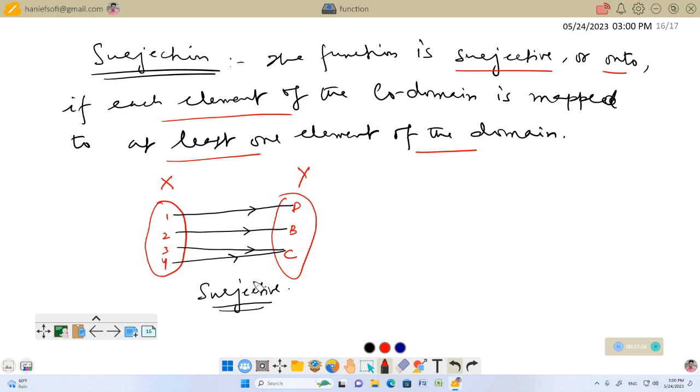What about this? Is it injective? It is surjective. But is it injective? No, it is not injective. It is non-injective. Why? Because there is a member C in the codomain which is connected to two elements. But in case of injective functions, this should not happen, right?